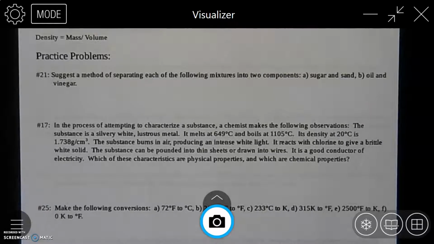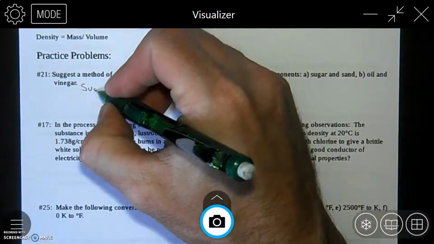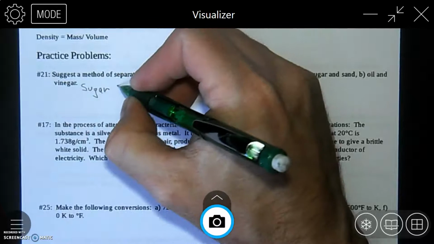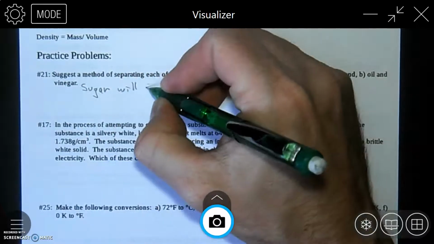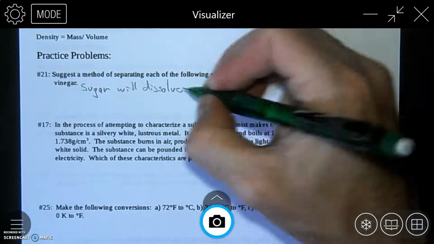But one of the easier ways to do it is understanding some of the properties of sand and sugar. Sugar is soluble in water. You put it in water, stir it around, it'll dissolve. Sand, on the other hand, will not dissolve. So that would be one of the best ways to look at a difference of those two components in a mixture: the sugar will dissolve in water.